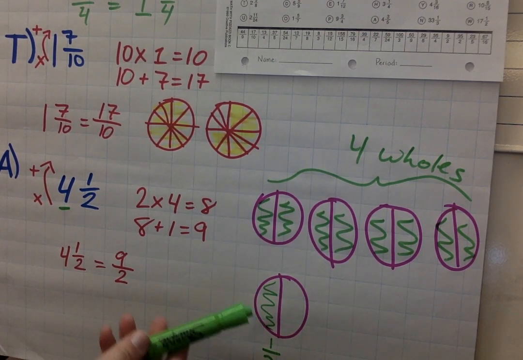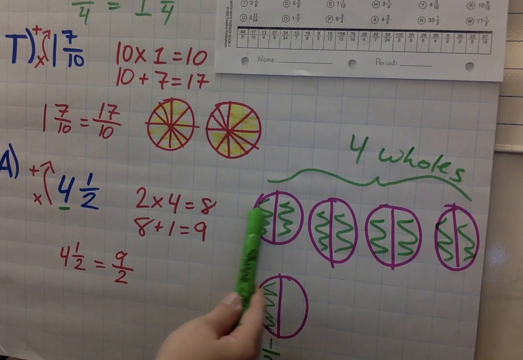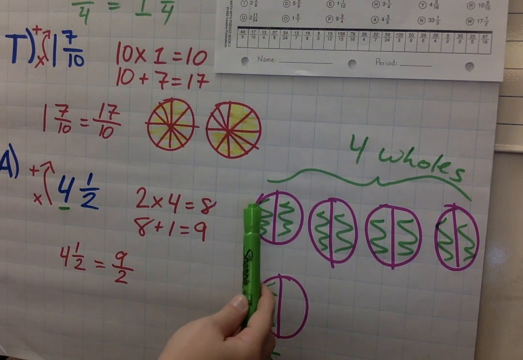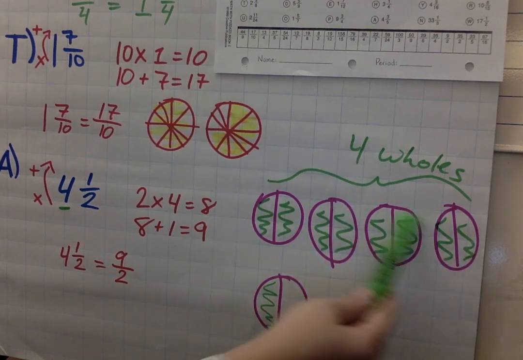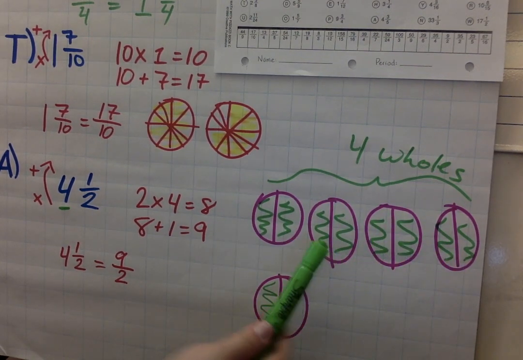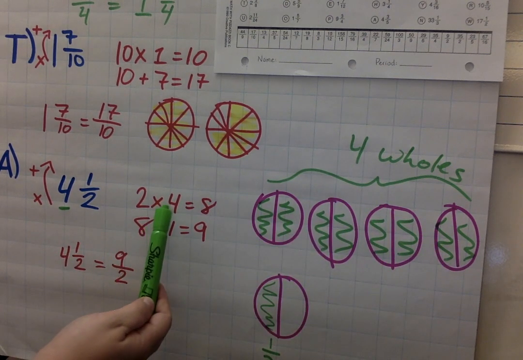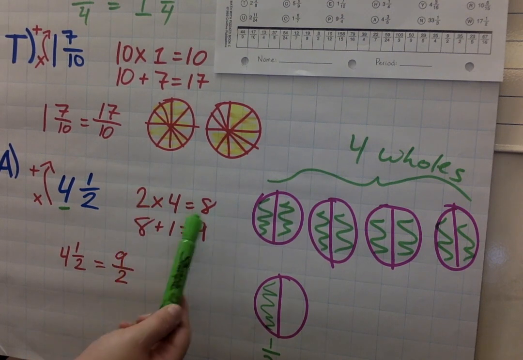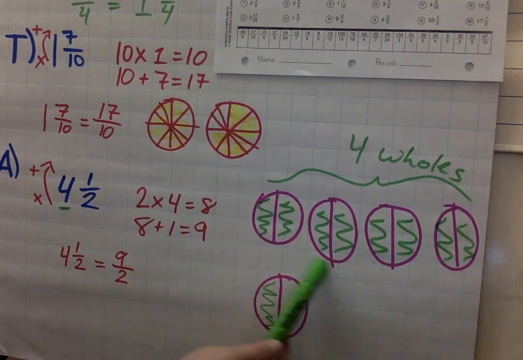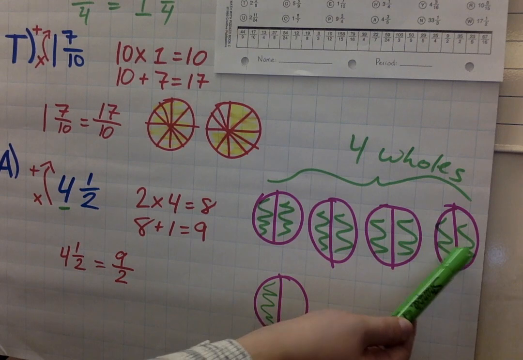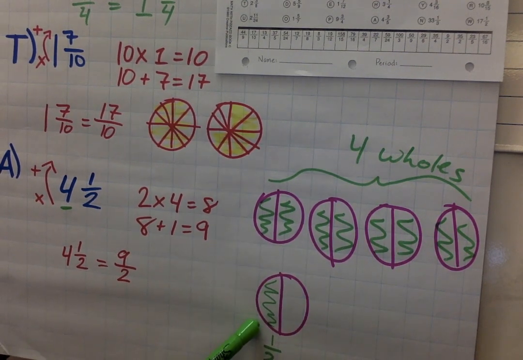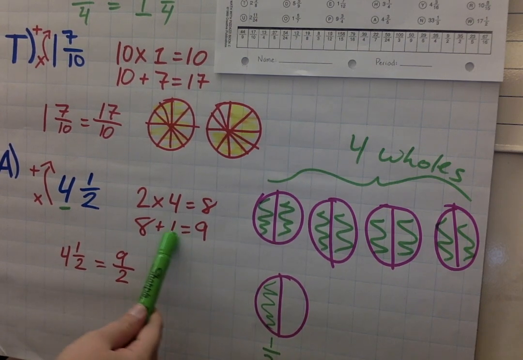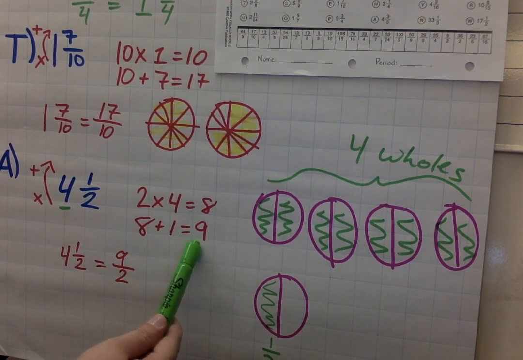Okay, and now here's what I'm going to do. I'm going to add up how many slices I have. So 1, 2, 3, 4, 5, 6, 7, 8. I have 8 slices here. Or you can think of it as 4 groups of 2, which is what we have here. 4 groups of 2. We have 8 slices over here. And then we have to add these slices to the 1, the 1/2, so 9. And that's what we did here. 8 plus 1 equals 9.